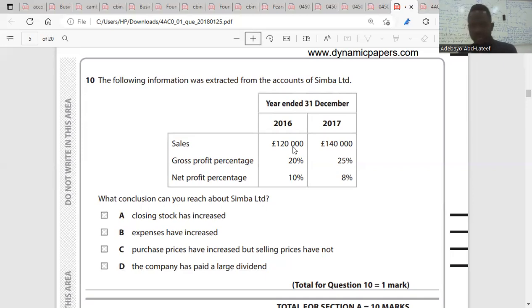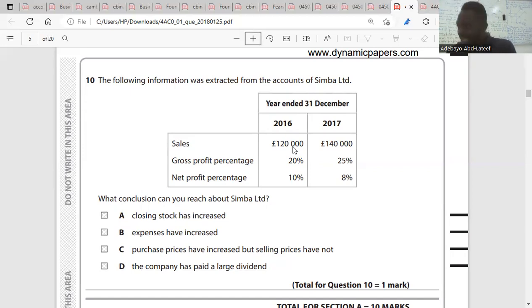Based on what I've seen here, though sales increased from 2016 to 2017, the gross profit margin increased from 2016 to 2017. What's the gross profit? Gross profit is your revenue minus your cost of sales. Revenue minus cost of sales is gross profit. I'm going to write that for you. Gross profit is revenue, which is the same as sales, minus cost of sales.